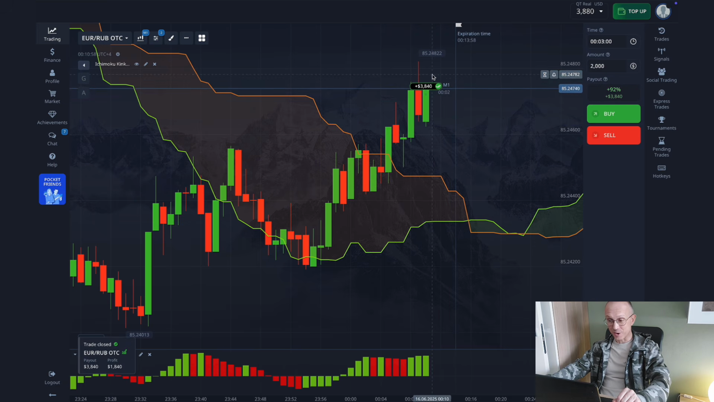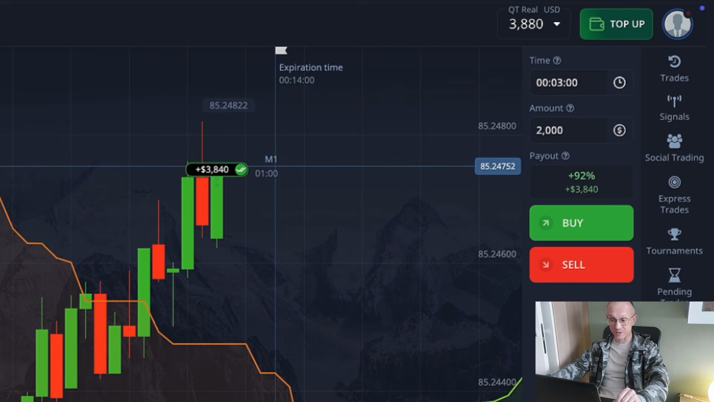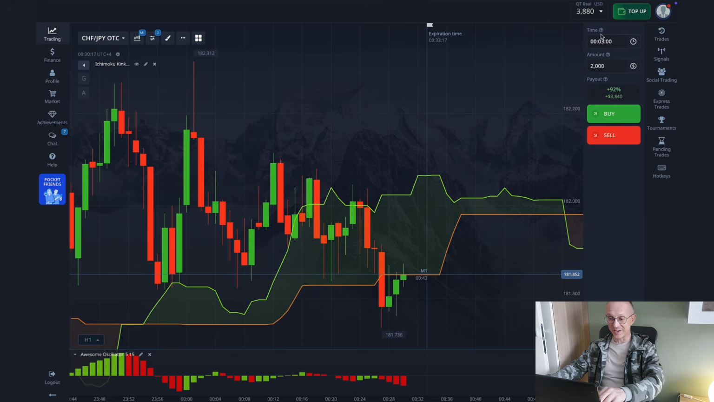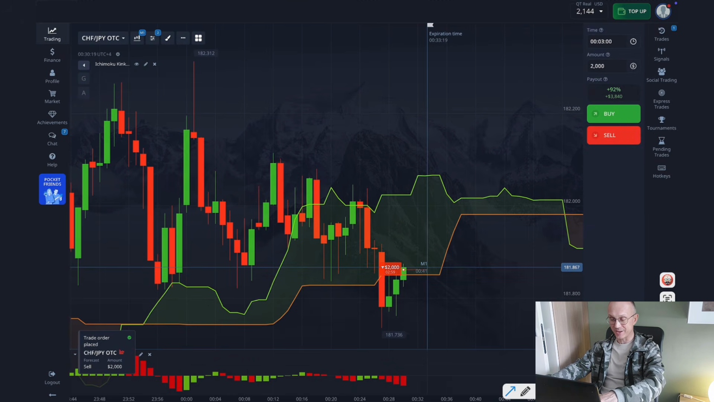And again, a confident result, plus $1,840 to the balance. Let's move on. Here's an excellent opportunity. The expiry time is 3 minutes, and I'm opening a short trade for $2,000.